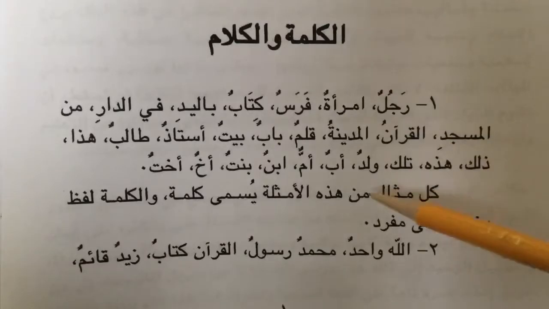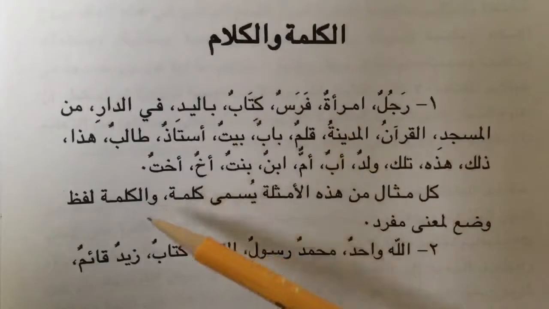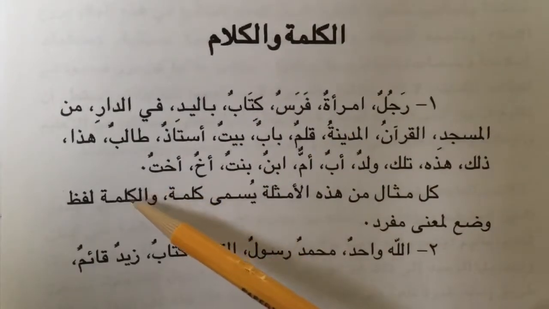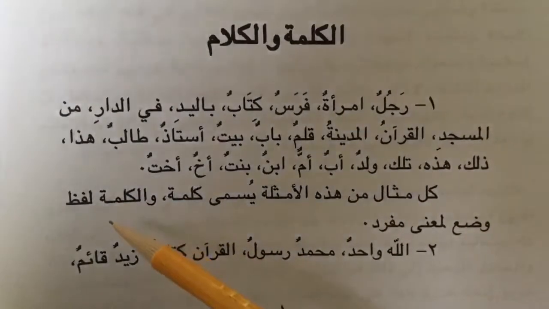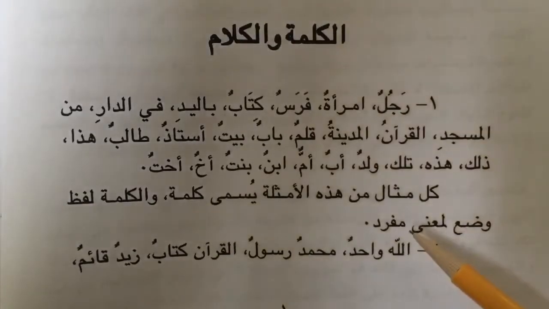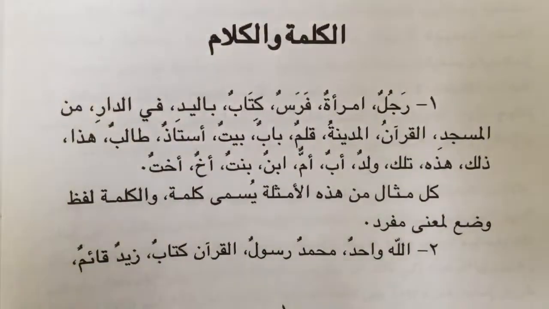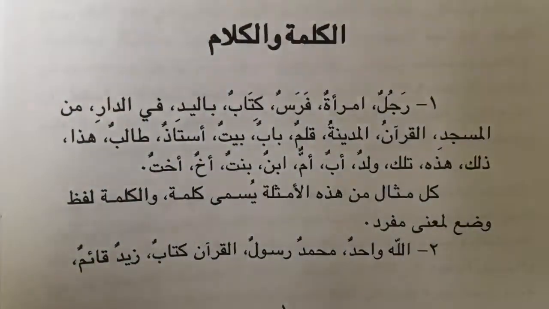Every example from these examples is called a kalima. And then he gives you the definition. A kalima is an utterance, something that is spoken, that is made for a meaning, a singular meaning. Meaning it's not different meanings put together to make a complete sentence. Now, he'll give us the examples of kalam, of complete speech, complete sentences.